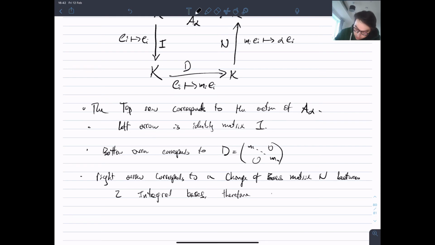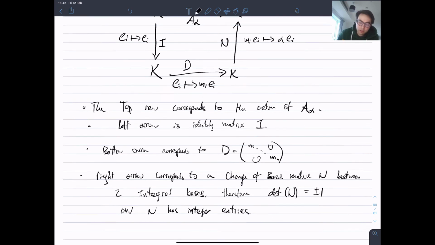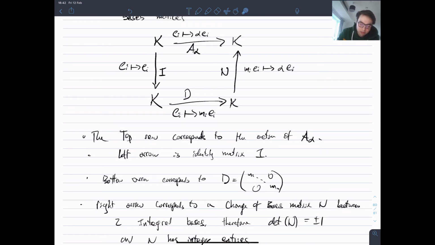Therefore, we know that the determinant of n has to be plus or minus 1. And I guess obviously n has integer entries. Because this diagram commutes, it's telling me that this matrix is the same thing as doing this matrix and this matrix and this matrix.